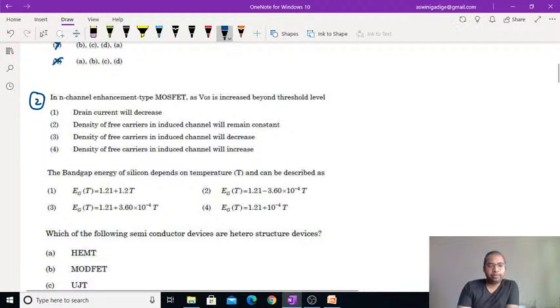Next, coming to the second question. In an N-channel enhancement type MOSFET, as VGS is increased beyond the threshold level. Fine. So if you are taking the N-channel enhancement MOSFET, then you can draw it like this.